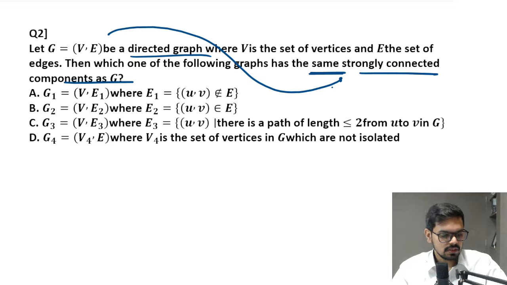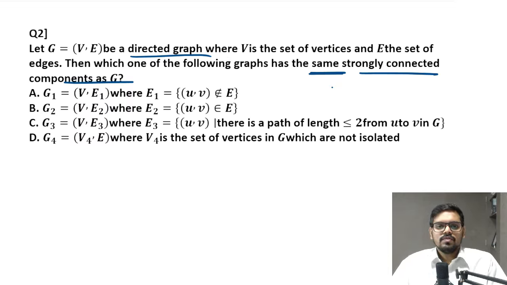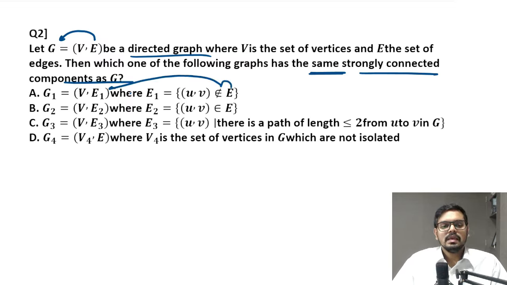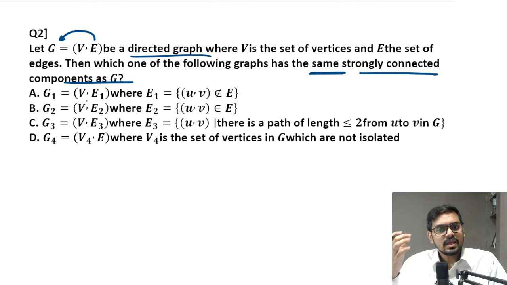The options are G1, G2, G3, G4. Looking at the options, G1 is (V, E1), where E1 is the set of edges (u, v) not belonging to the E set. The edges present in G are not present in E1, not present in G1. This is what the option is saying. Those same edges of G you should not consider here. Okay, so we have to analyze.